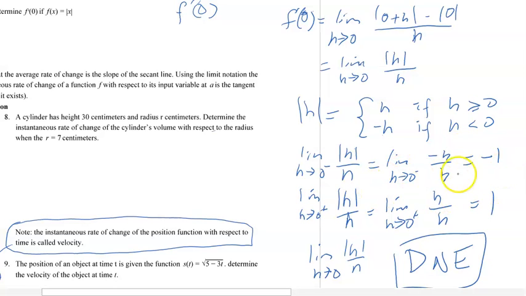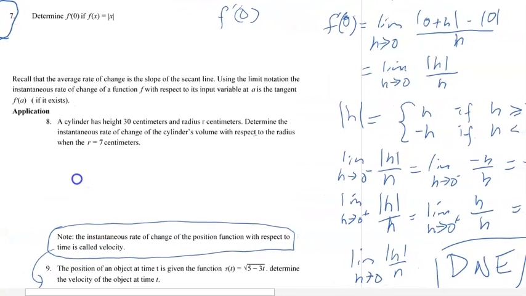Because these two slopes, or because these two limits, because these two secant lines, tangent lines, as we approach from the left and right are different, the limits are different from the left and right. From the left it's negative 1, from the right it is 1. Therefore, the limit as h approaches 0 itself does not exist.